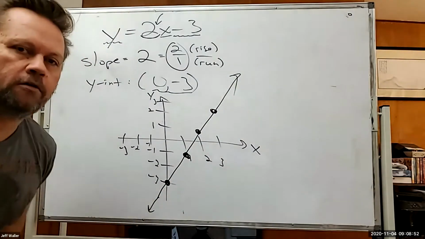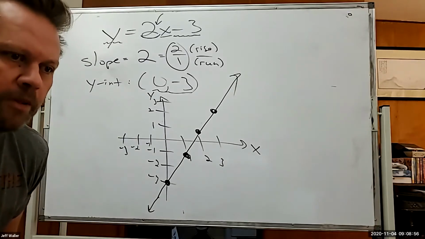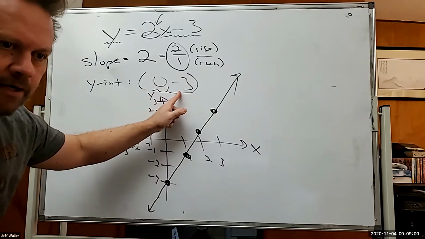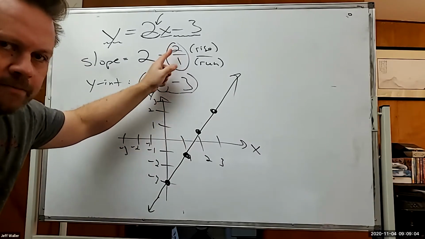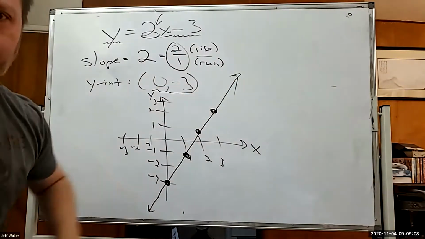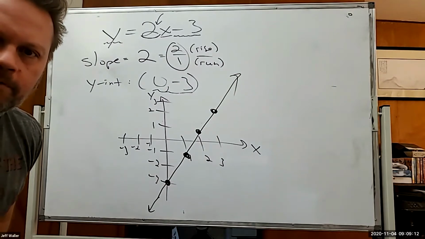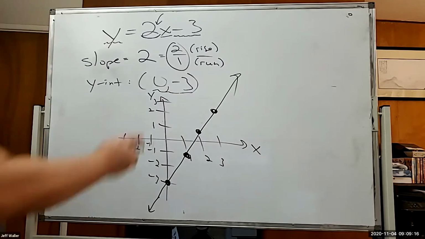So I can graph a line without an XY table. I just need to know the slope and the y-intercept, or actually any point, but the y-intercept is where I can start, and then I move according to what this says. Why does it make sense that it's going up? Because it's a positive number. Yeah, slope is positive.